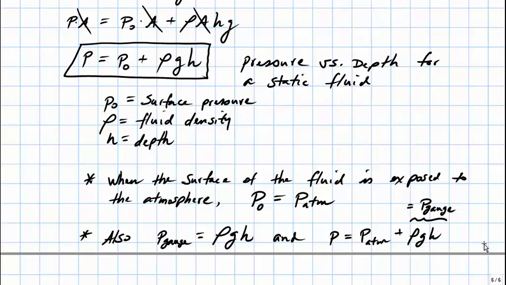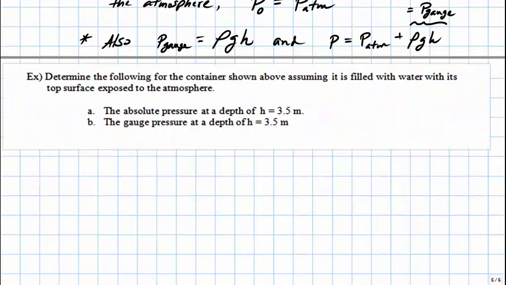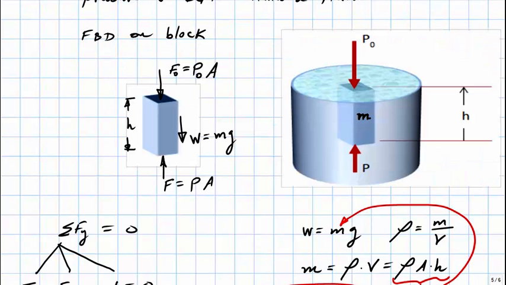We will now apply these principles within the following application. In this application, we're going to determine the following for the container shown above, assuming that it is filled with water with its top surface exposed to the atmosphere. In part A, we would like to determine the absolute pressure at a depth of h equals 3.5. We can note, again, that the top surface of this container is exposed to the atmosphere, so the surface pressure, P0, equals atmospheric pressure. Also, the problem notes that we're seeking this pressure at a depth of 3.5 meters.